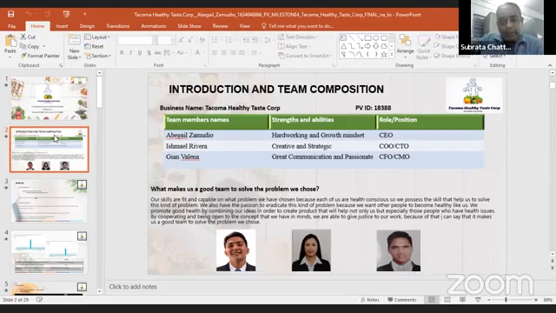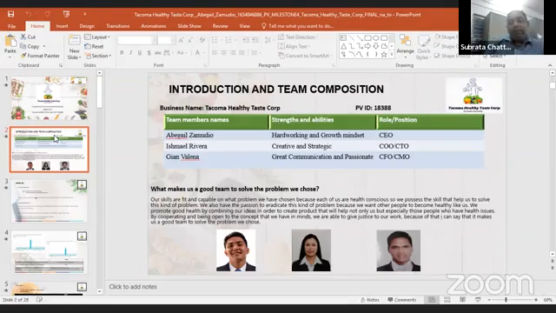Introduction and team composition should be the first slide. So business name, then the team members' names, what are the strengths and abilities? As you can see, one would be the CEO, the other can be the COO, and so on, CFO, right? CEO is the Chief Executive Officer, COO is the Chief Operations Officer, CFO the Chief Financial Officer, CMO is the Chief Marketing Officer, depending on the capabilities of the team.